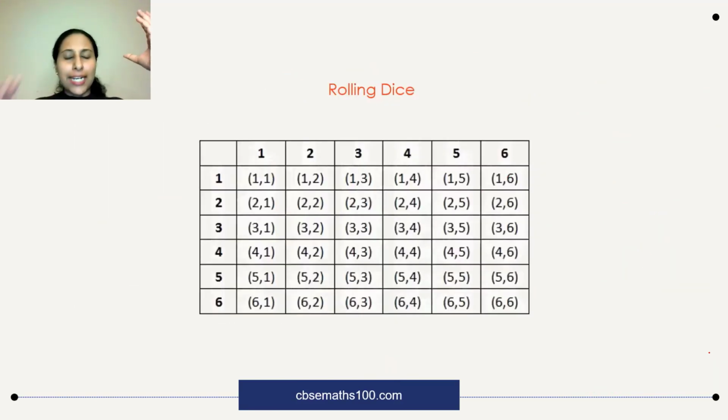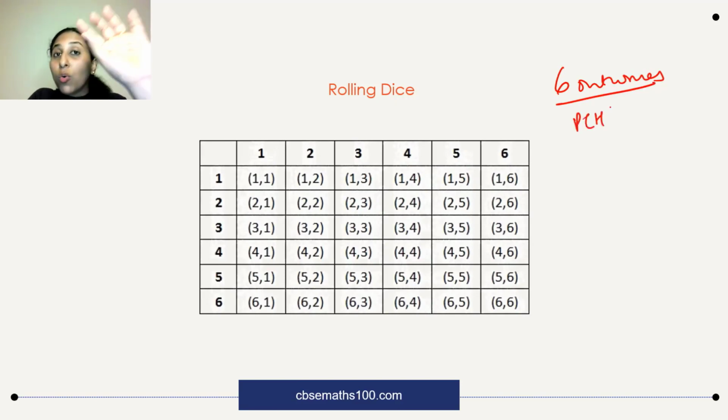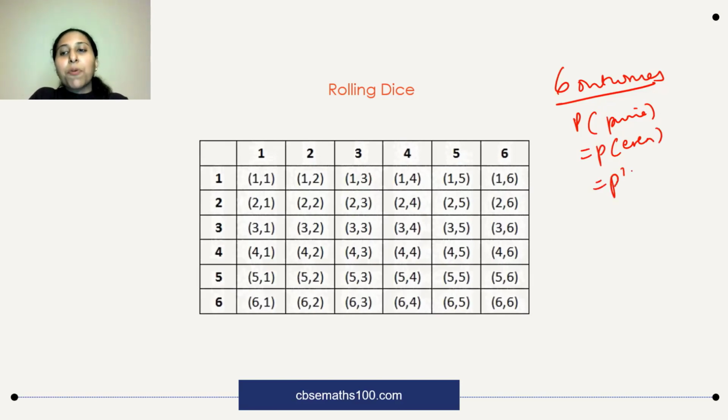Okay, rolling dice. When you are rolling dice, what are the possible outcomes? You can have 6 possible outcomes when you're rolling a single dice, right? The probability of getting a prime number is the same as the probability of getting an even number, same as the probability of getting an odd number, all are half.